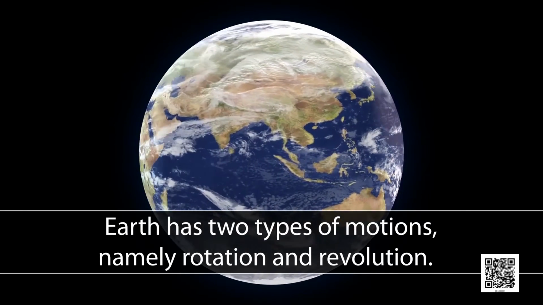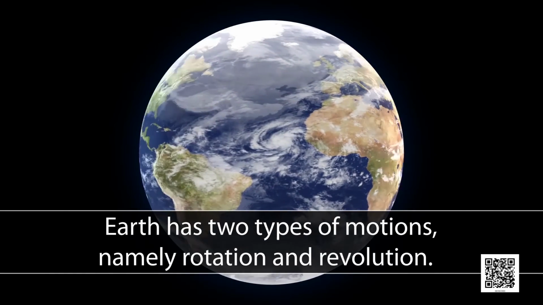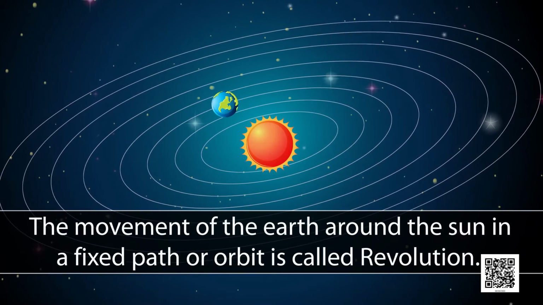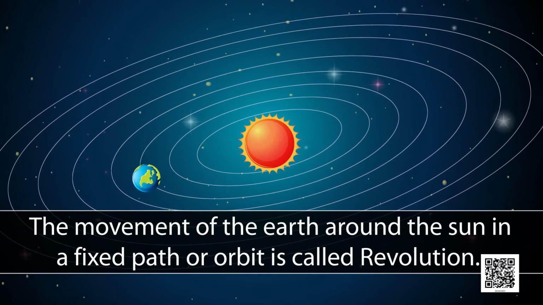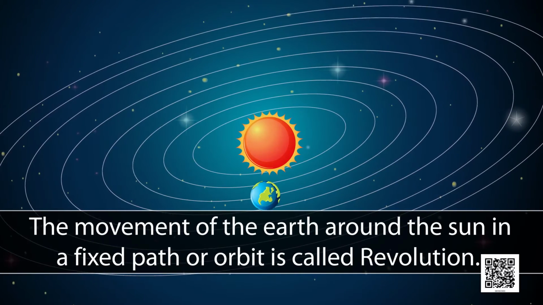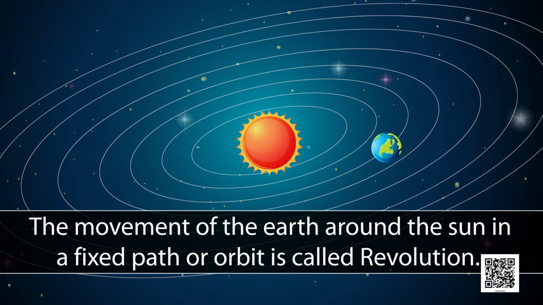In this picture, you can see the motions of the Earth. Revolution. The movement of the Earth around the Sun in a fixed path or orbit is called revolution.